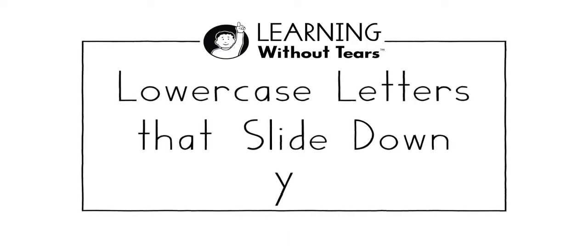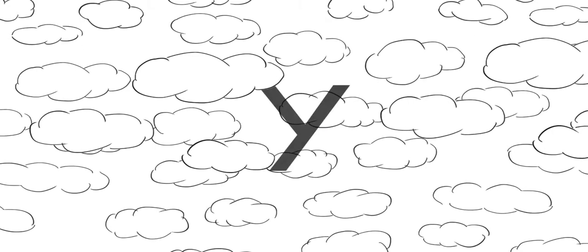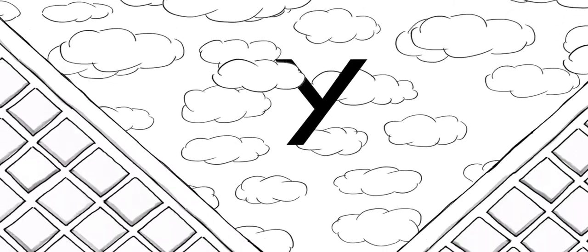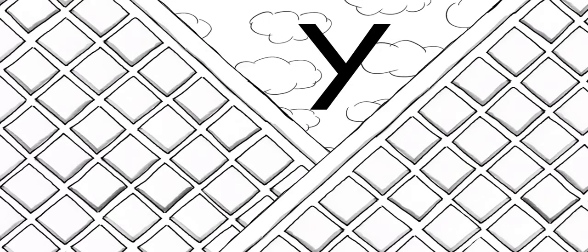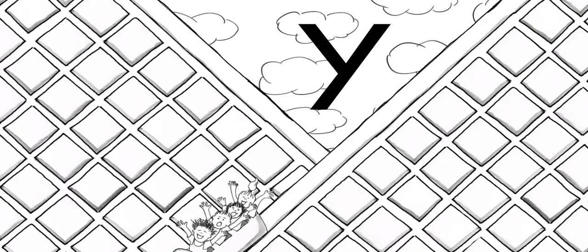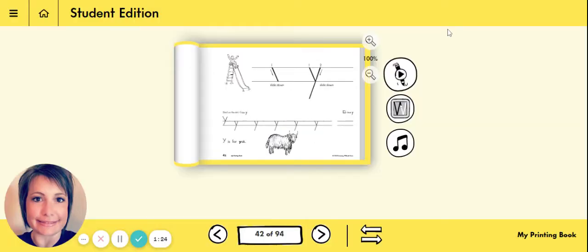Lowercase letters that slide down. Lowercase y. Step right up, but slide down to the end of the alphabet with lowercase y. Slide down, slide down. Another fun way to remember how to write your lowercase y.